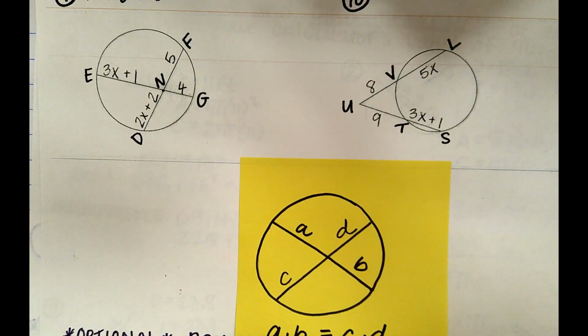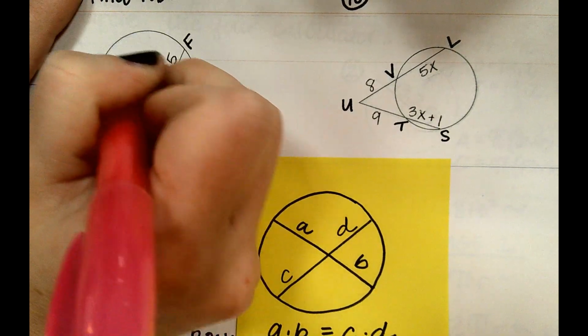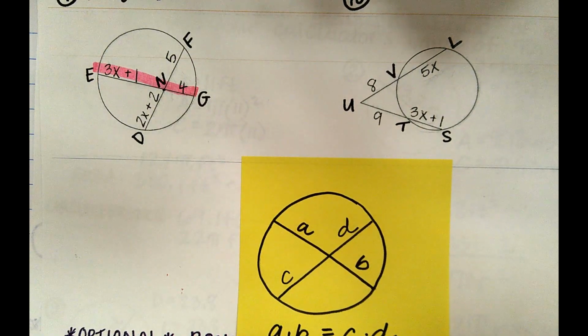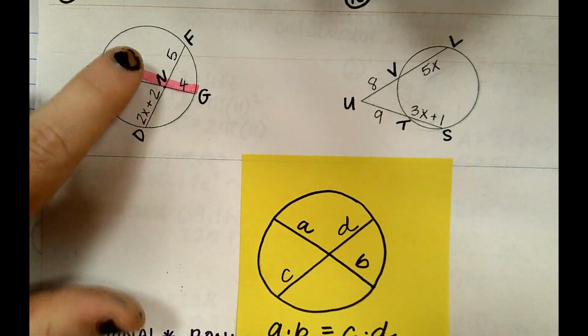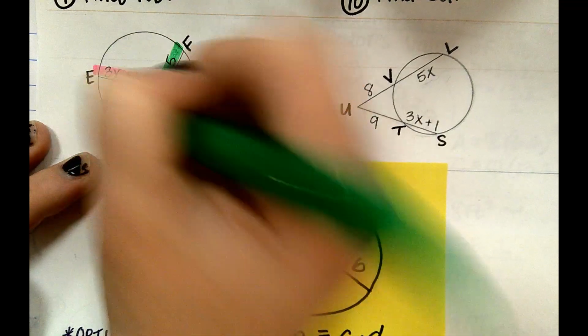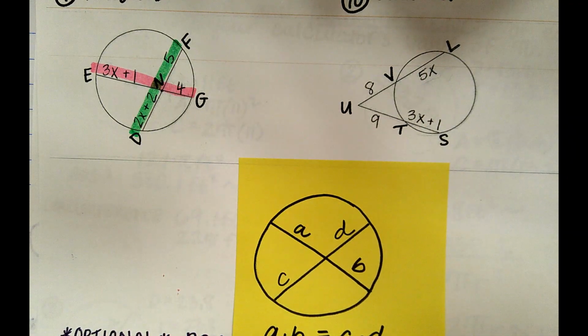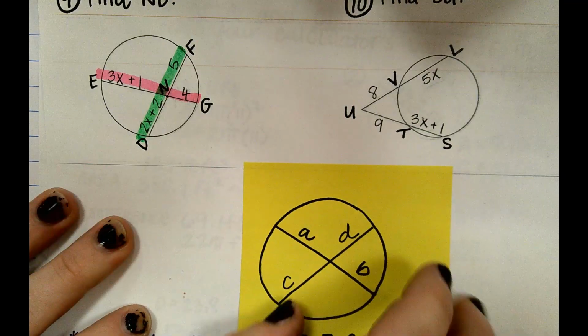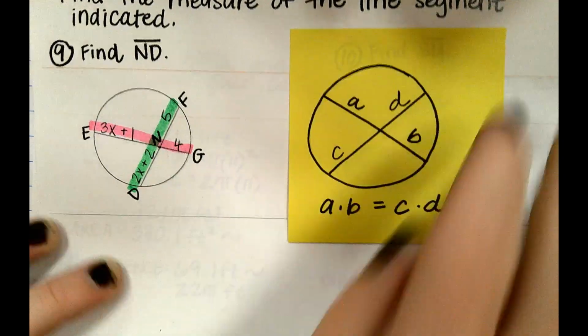If it helps, I like to use colors and highlighters. So I know that my pink line, I could use that for A and B. Or I could say 4 is A, 3x plus 1 is B. Doesn't matter what order I put them in. And then I know my green line can be C and D. So there's a few different equations that I could write here. What is one idea for an equation I could set up?